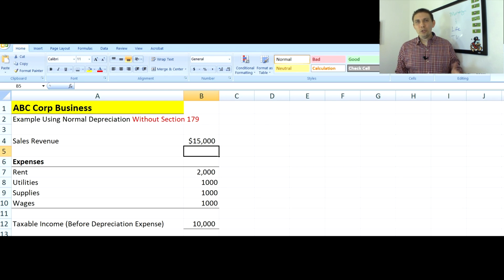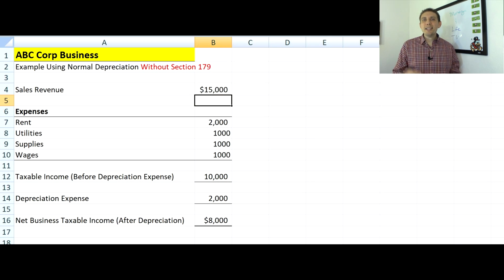So let's apply a real world example now with that. Knowing that our depreciation expense in this case is only $2,000, if we had a business, as you can see on screen, that made $10,000 after all normal expenses, but you notice there's no depreciation expense yet. Now, if we add that depreciation expense, it's going to reduce the taxable income of that business by another $2,000. So instead of paying tax on $10,000 of taxable income, because of depreciation, now that business is only going to pay tax on $8,000 of that income.